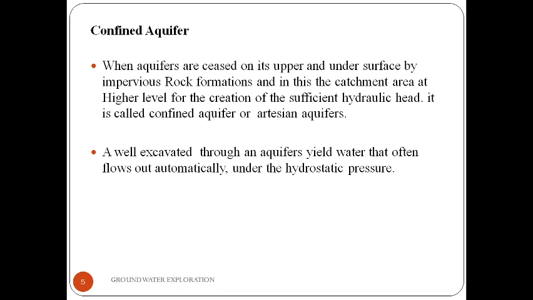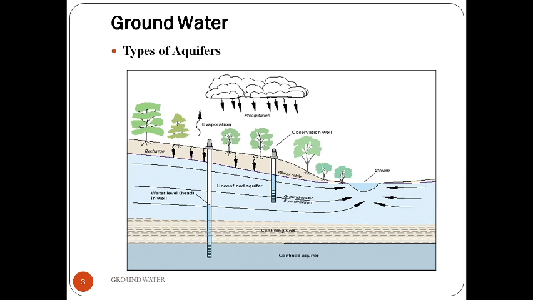Aquifers which are bounded both above and below by impervious or semi-pervious layers are called confined aquifers, and the water present in these aquifers is called pressure water. As you can see in this figure, confined aquifers are sometimes also called pressure aquifers or artesian aquifers. The latter term is gradually becoming obsolete. The water present in a confined aquifer is at a pressure greater than atmospheric pressure.